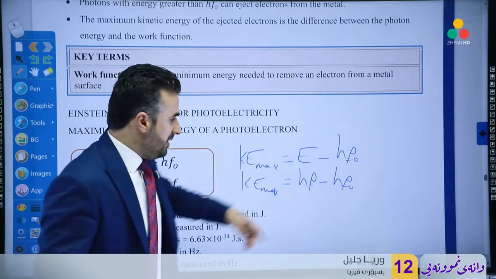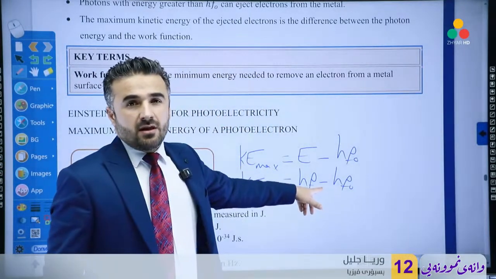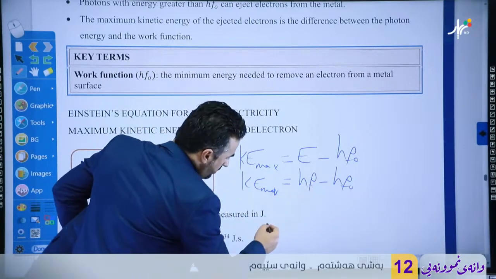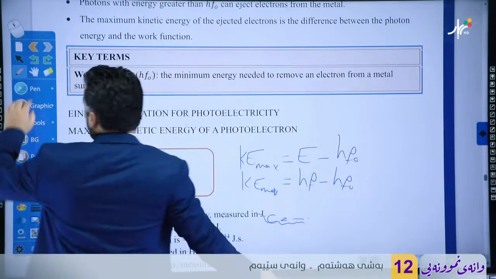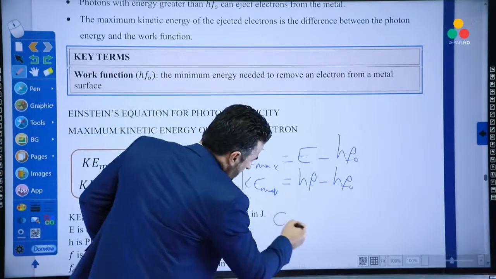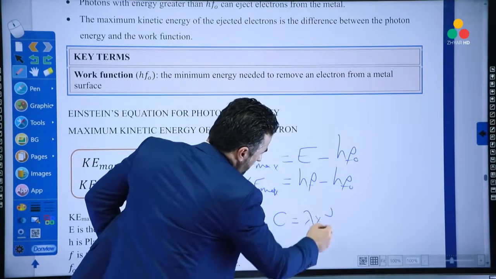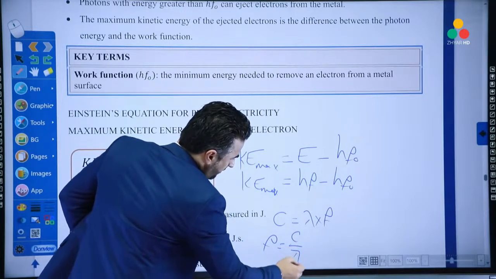One thing, let me not forget here: sometimes instead of the frequency, the wavelength of the incident wave is given. We do know that the speed of the wave, that is the speed of light, is basically the wavelength times the frequency. So if frequency is needed, frequency is equal to the speed of light over the wavelength.